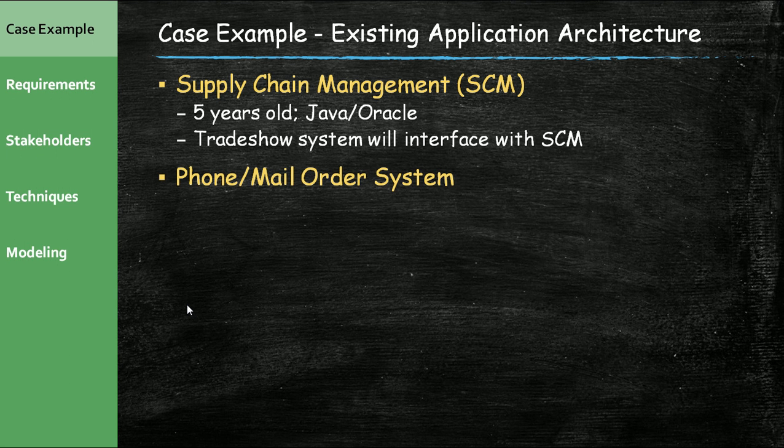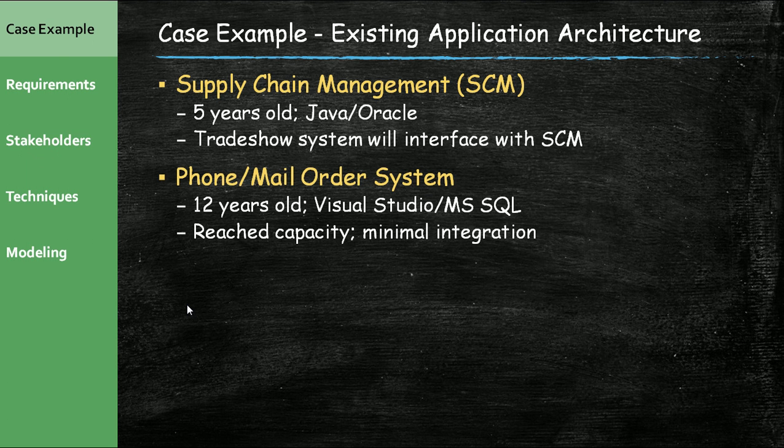Then they've got a phone and mail order system, which has been around for about 12 years. If you read in the book, this example company started originally as a phone and mail order company, and they had one location, and they built out those locations, but they do a lot of phone and mail order. It uses Visual Studio and Microsoft SQL Server, which is completely different from Java and Oracle, so two completely different systems. They've reached capacity, and it doesn't have really any capabilities for integration with other systems, so it just sits off by itself.